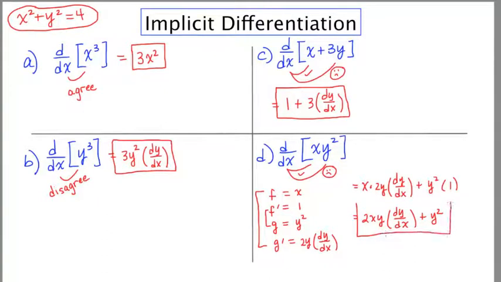So the answers here, they look a little funny. Some of them have dy dx in it, some of them have y's in it. But that makes sense because the original implicit equation had x's and y's in it. So it's only to be expected that there's going to be y's in your answer as well.